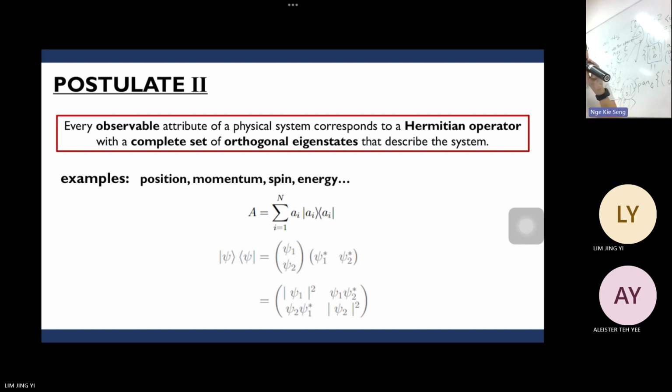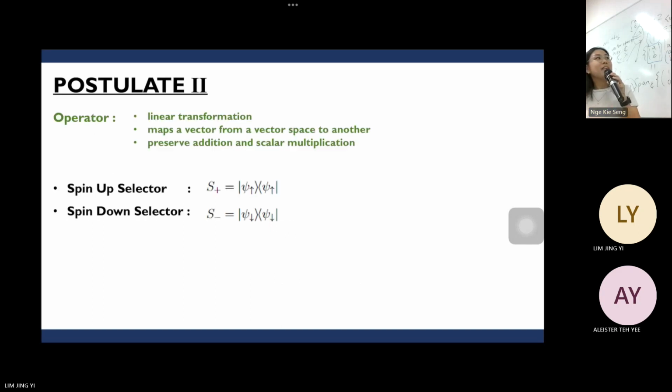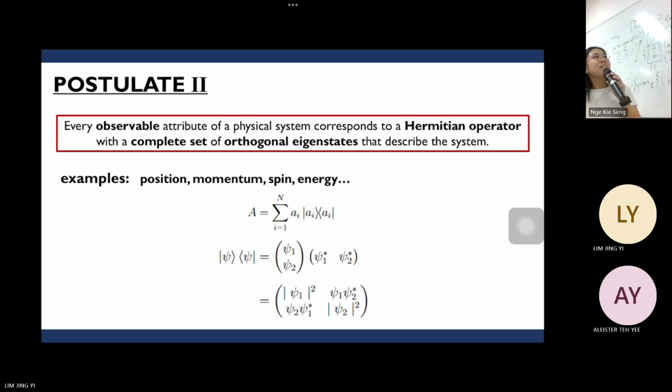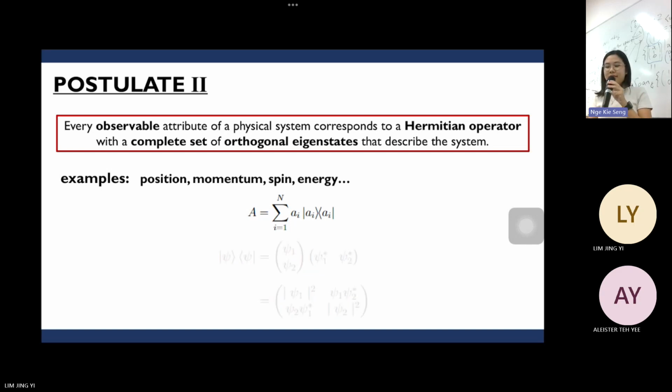Sorry, I made a mistake just now. It's actually the ket-bra. Okay, there shouldn't be an equal sign there.